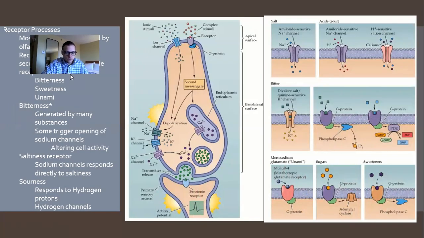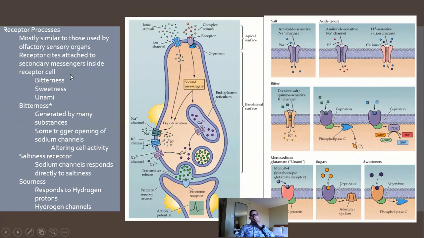Now I know there's a lot on the screen. I'm going to try and get my photo out of the way as best I can. So remember that we are sensitive to 5 different taste sensations. Well, we have different receptor processes for some of those. For 3 of the 5, bitterness, sweetness, and umami, they function basically the same way that the olfactory receptors do. In fact, that's not the first similarity.